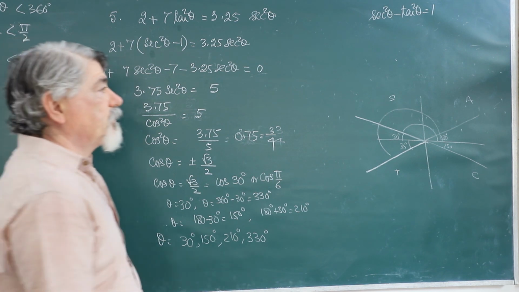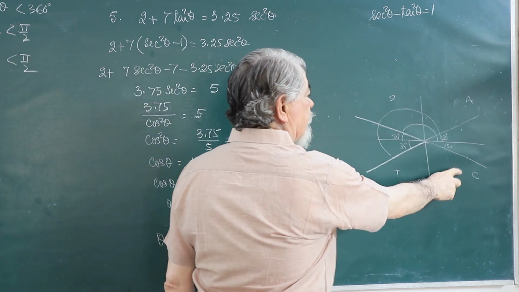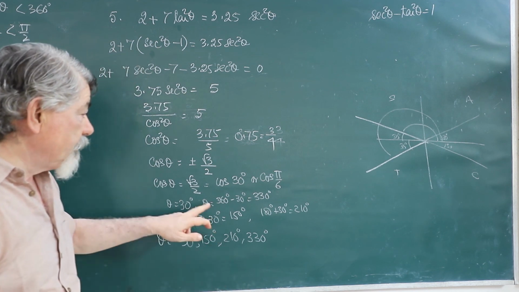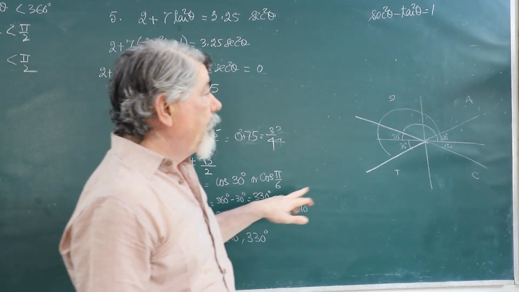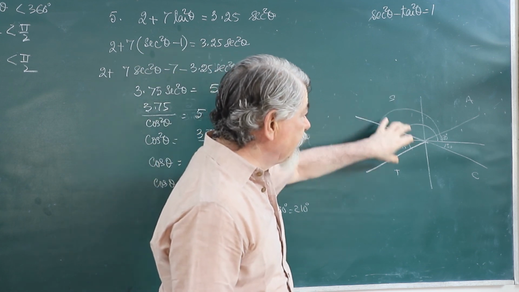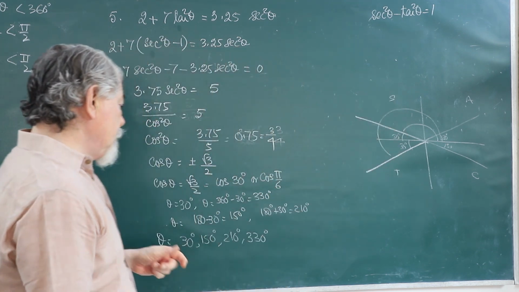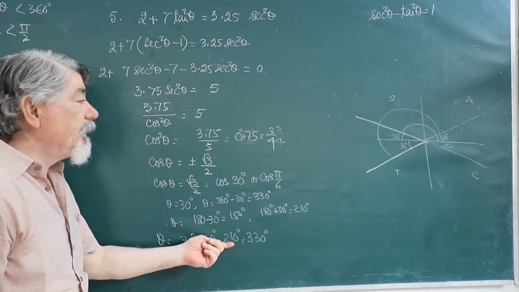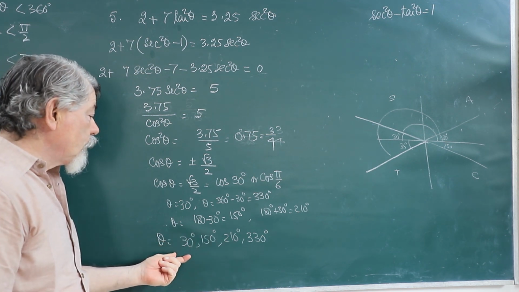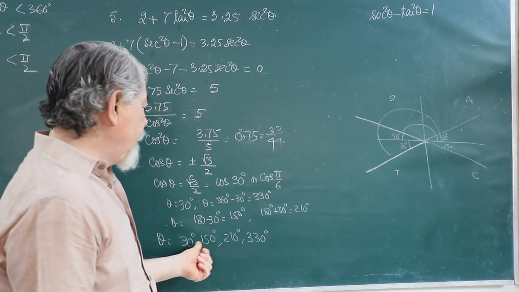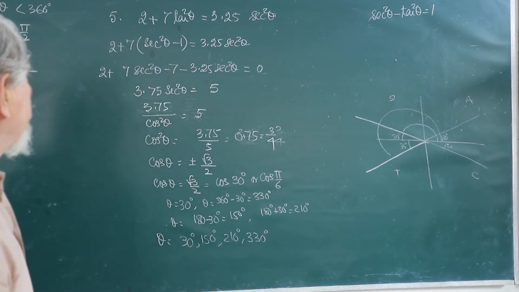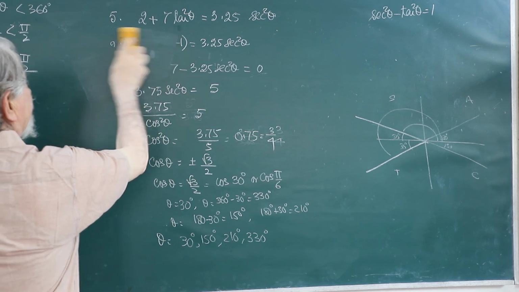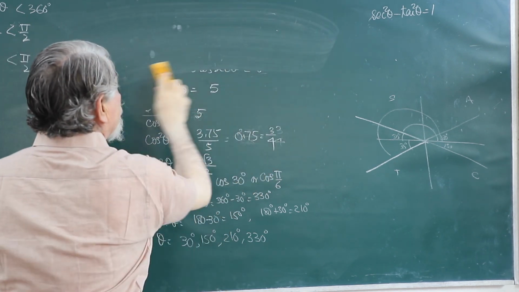When cos theta is positive, it is in the first quadrant and fourth quadrant. So we got the values corresponding to them, 30 and 330. For being negative, we got the second and third quadrant, which is 150 and 210. So the total values are 30, 150, 210 and 330. This is question number 5. Now let us see question number 6.